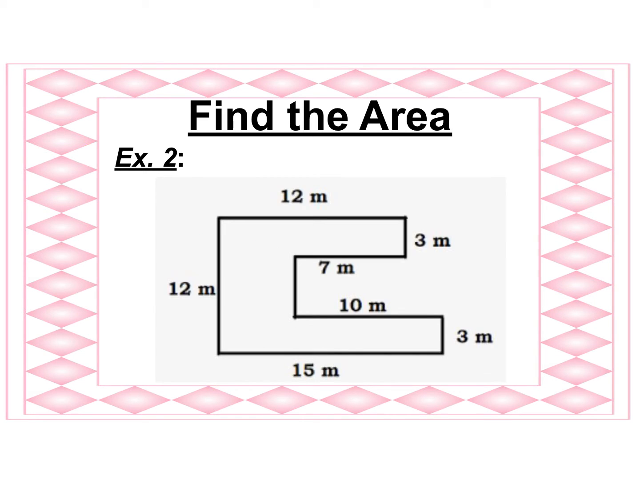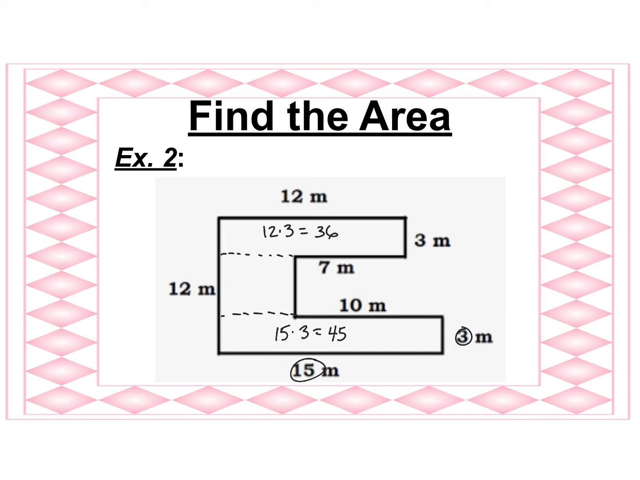Let's try this one. So we could divide this up a few ways, and different students might see it different ways. I'm going to divide it up kind of horizontally into 3 rectangles. And sometimes I like to write right in the picture. So this top rectangle is 12 by 3. So that's going to have a 36 area. The bottom one is 15 by 3. So that's going to be 45.